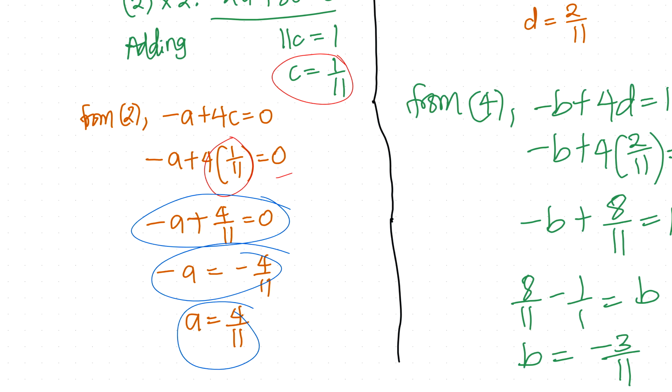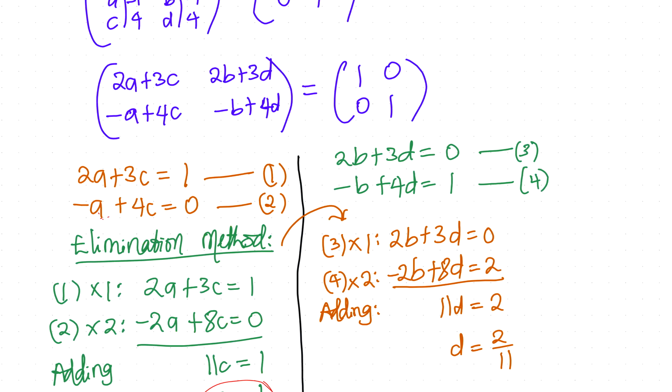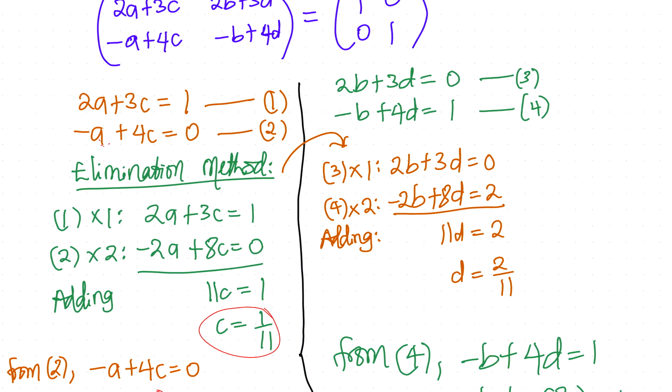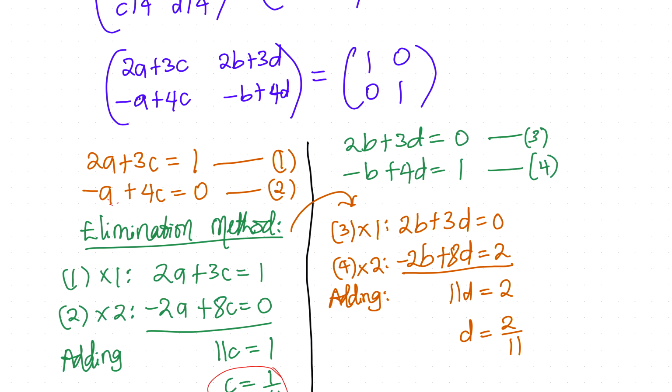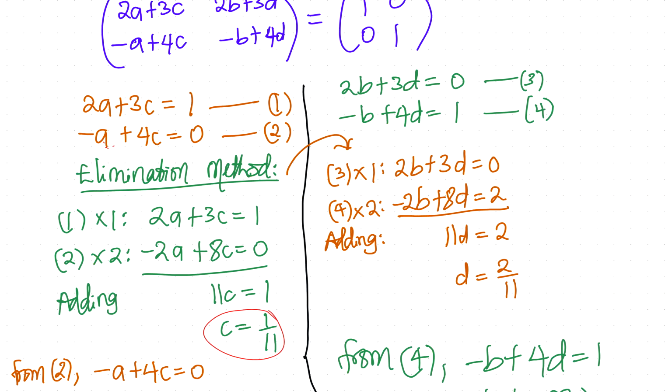So let's go and look for B and D. We are looking for A, B, C, D. We have A and C, so let's look for B and D. Again, 2B plus 3D is 0. Minus B plus 4D is 1. Just like what we did in the other case, I name this equation 3. Equation 3 multiplied by 1, because there's minus B here and 2B here. So I just need to keep this the way it is and multiply this by 2.